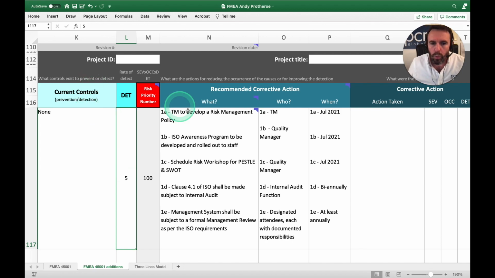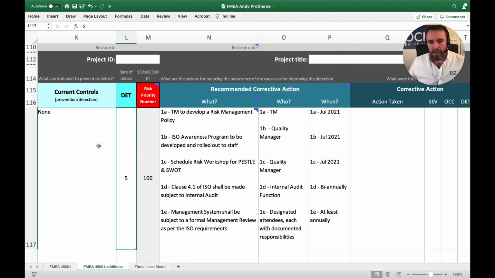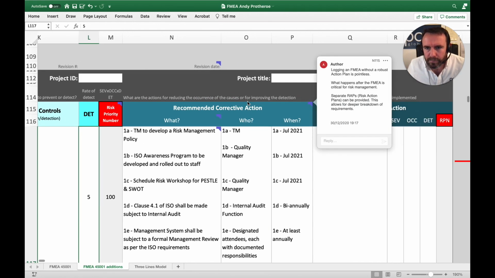There's none. Once we do these, we are then going to have probability on potential and even a probability of detection. So what else is written in here in this recommended corrective action plan? So important. Let's have a look. What have I put in there?